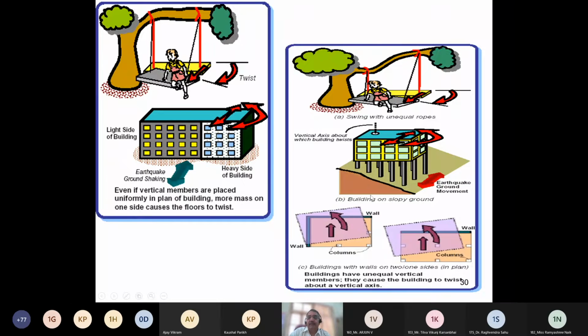If you compare this with a building on sloping ground, some columns are of longer length compared to these columns. In such a case, we can expect twisting. So this is the vertical axis about which the building twists. Buildings with walls on two sides or one side in plan: in this case, we have walls here, and in this case, walls on one side. In such a case also, we can expect twisting, torsion. Buildings with unequal vertical members cause the building to twist about a vertical axis.